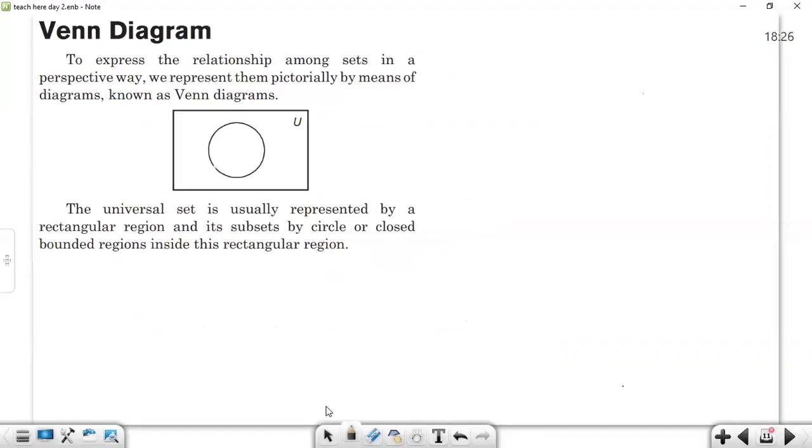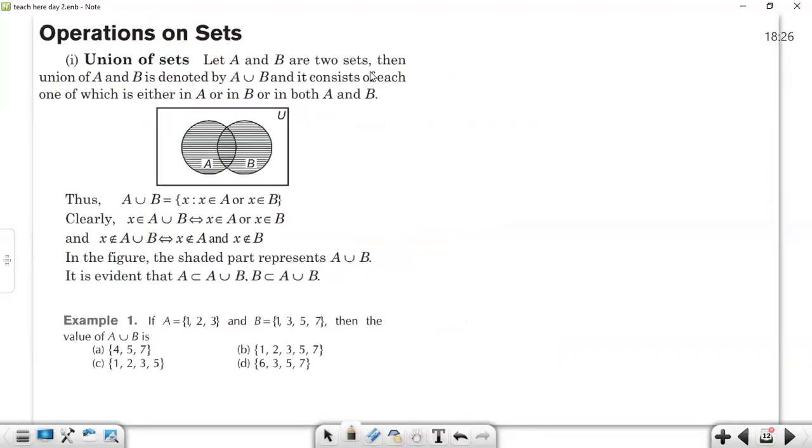Venn diagram. We have already discussed that the rectangular region is the universal set. The circle is representing our set. Union of sets: let A and B be two sets, then the union of A and B is written A union B, and it consists of each element which is either in A or B, or in both A and B. So we are just unifying all the information. Just understand the Venn diagram and it will be very clear to you.